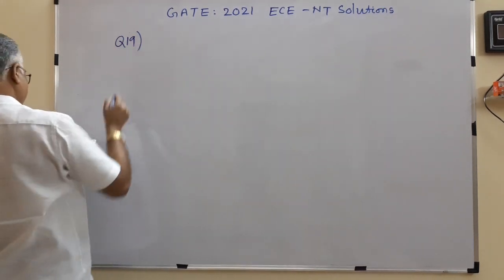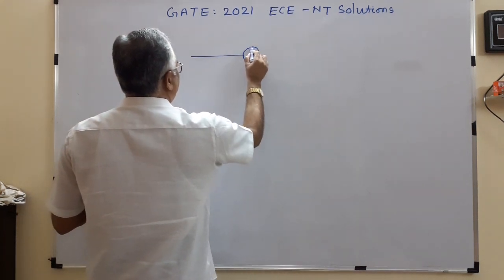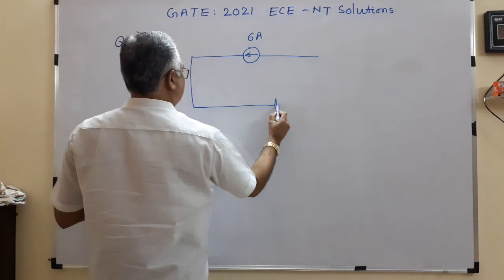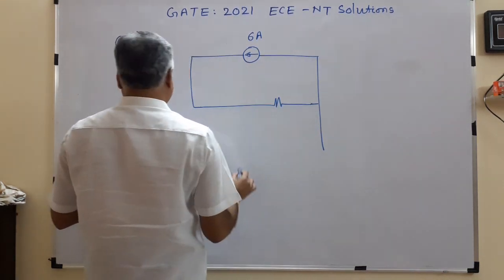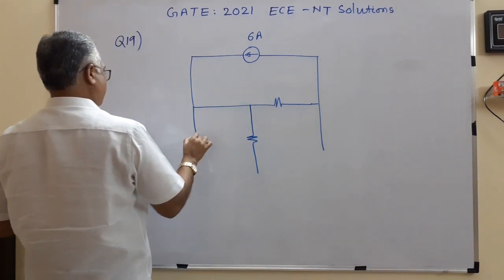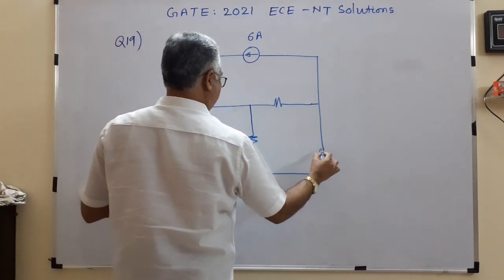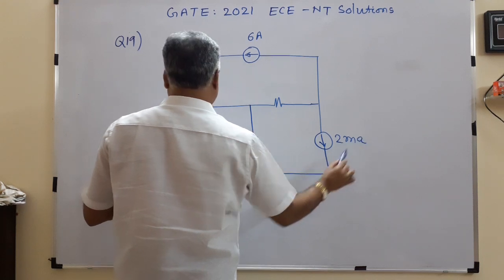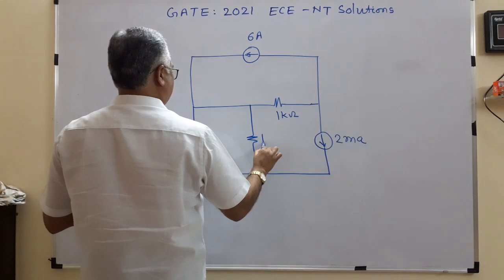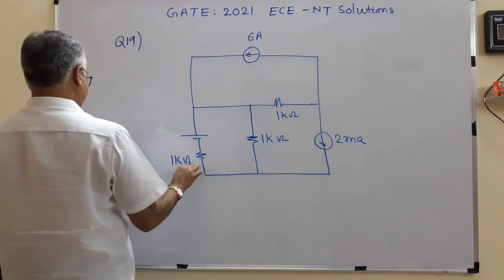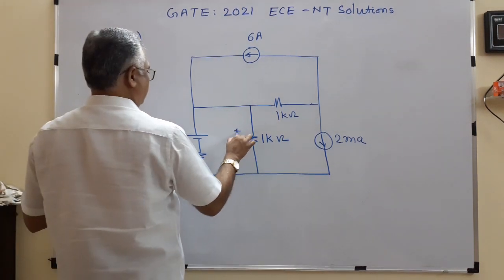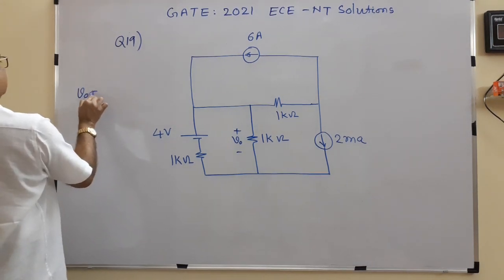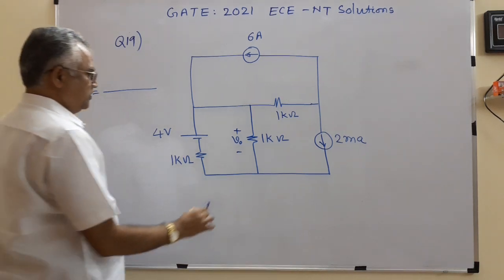Question number 19. In this problem, find V naught. Is of course ground.